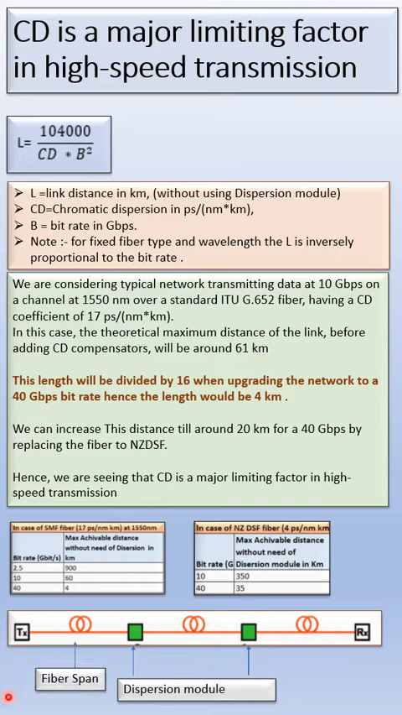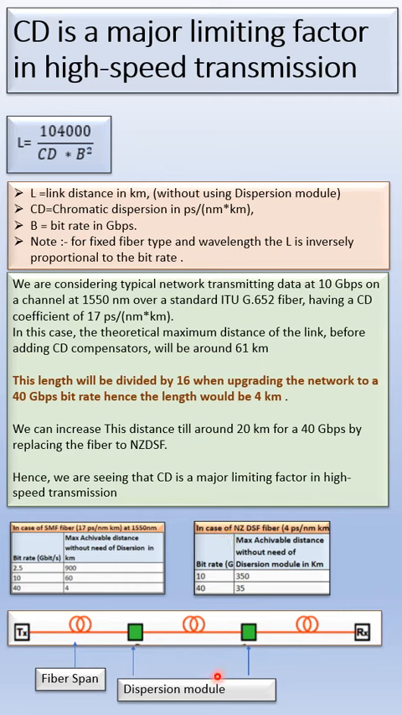You can see here, this is the TX, this is the RX, this is the fiber span, and this is the dispersion module. So suppose you are using G652 fiber and we are using the 10 Gbps speed, then after 61 kilometers, we must use the dispersion module. If using the same fiber and the speed is 40 Gbps, then we have to use a dispersion module after every 4 kilometers.